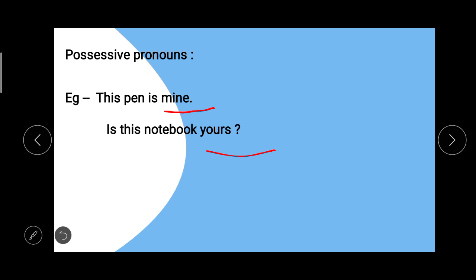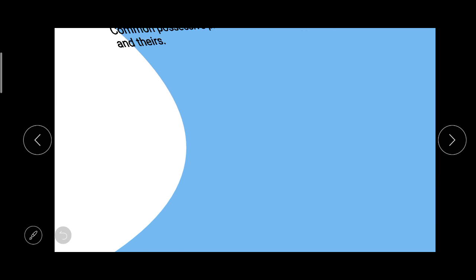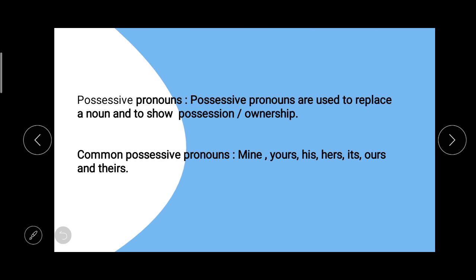So students, for your better understanding, let me show you the definition of possessive pronoun. Possessive pronouns are used to replace a noun and to show possession or ownership. Means whenever a pronoun shows the possession or ownership of someone, it is known as a possessive pronoun. And the common possessive pronouns that we use are mine, yours, his, hers, its, ours, and theirs.